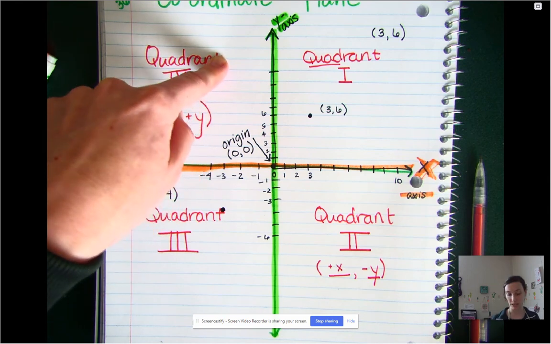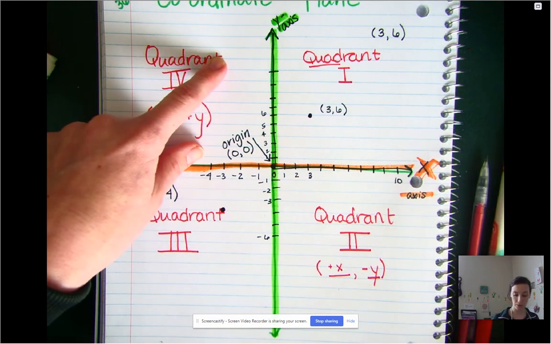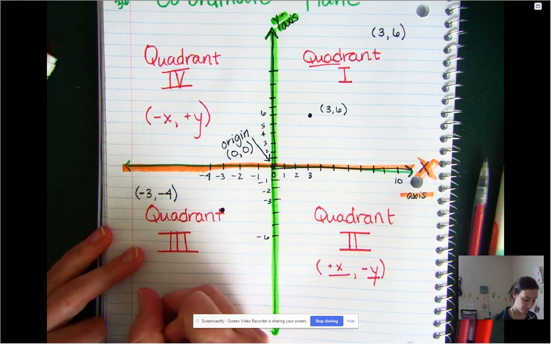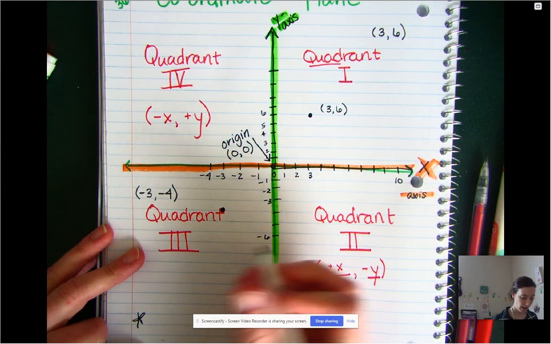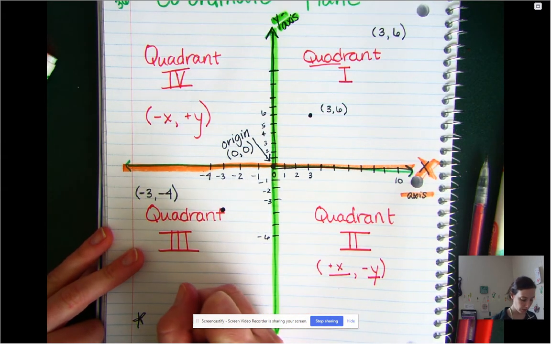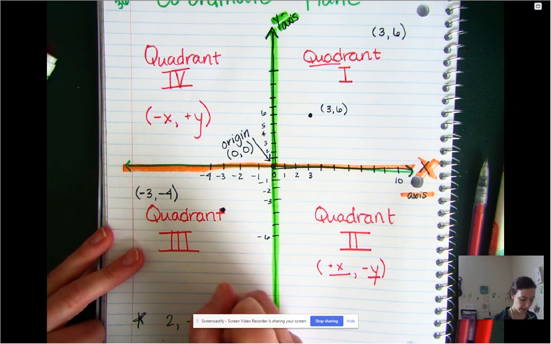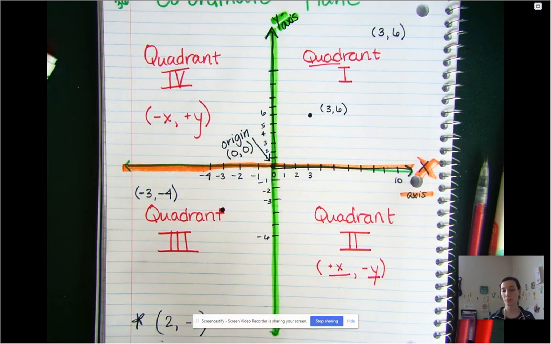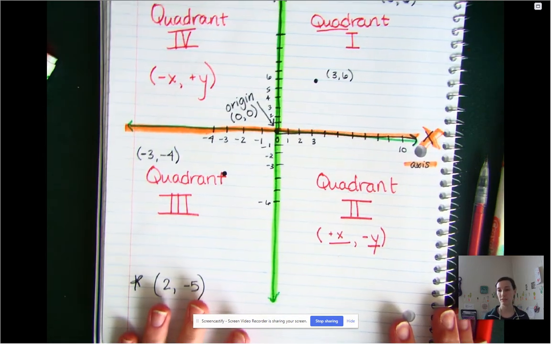So let's practice right now. I would like you to plot the point. Practice down here. I want you to plot the point 2, -5. So plot the point 2, -5.